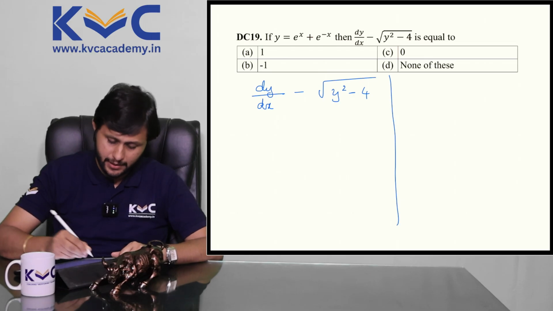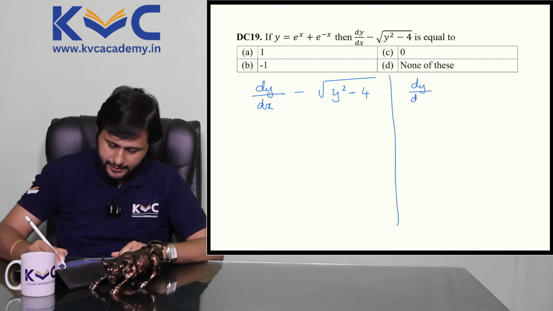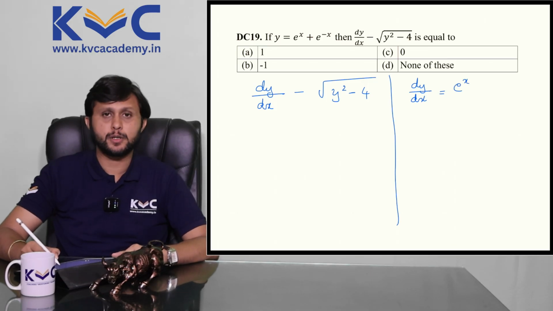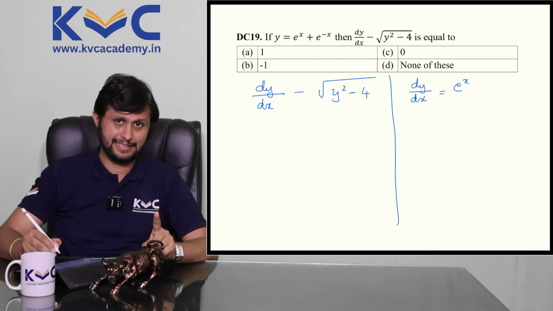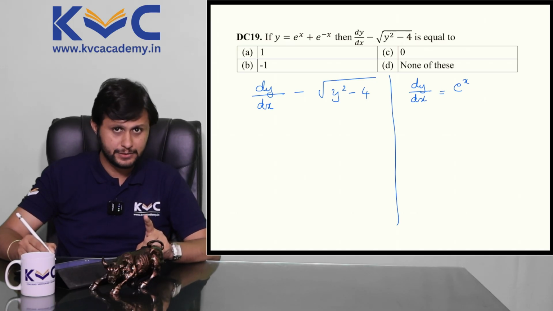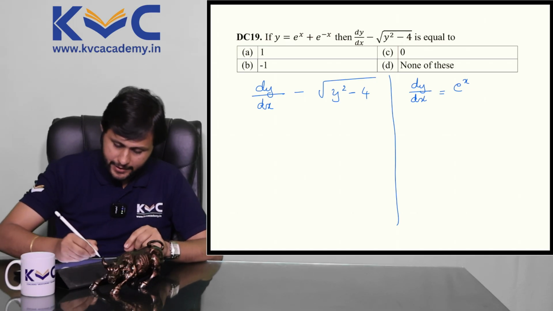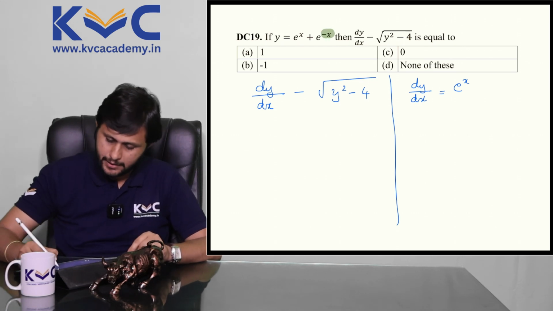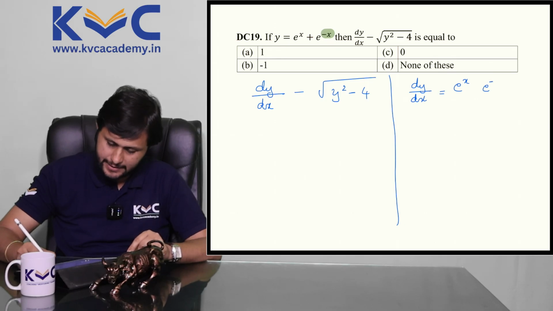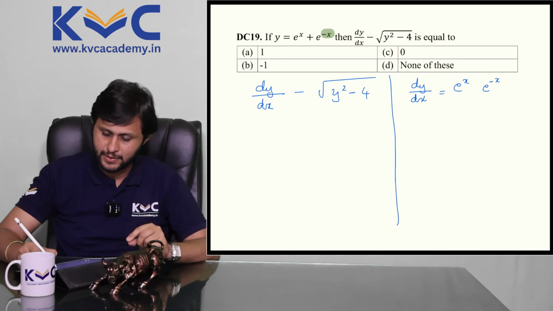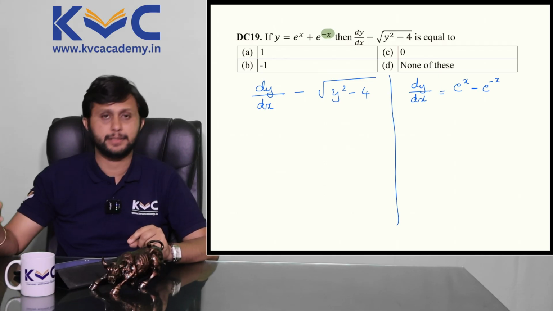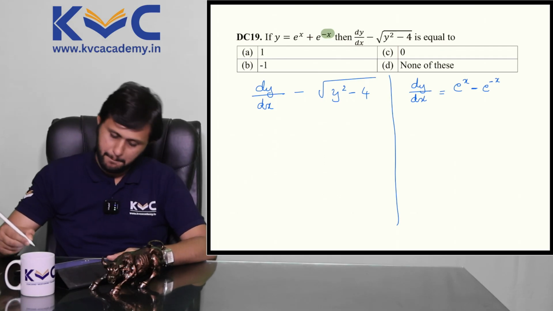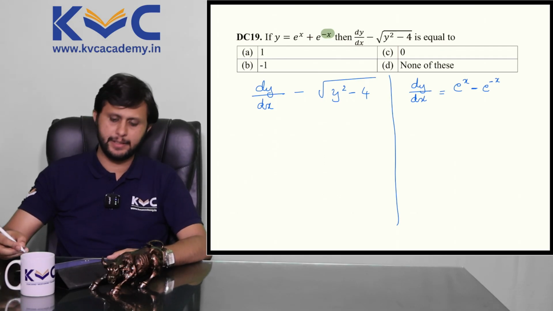I need to substitute. So we'll find dy by dx. We'll differentiate that y equation. Left hand side, dy by dx equal to differentiation of e to the power x, e to the power x. Differentiation of e to the power minus x. It is in the form of e to the power x, but instead of x, we have minus x. Correct? So we get e to the power minus x. Differentiation of minus x is minus 1. So we get 1 minus 1. I've changed the sign, so we get e to the power x minus e to the power minus x. Fine, this is dy by dx.